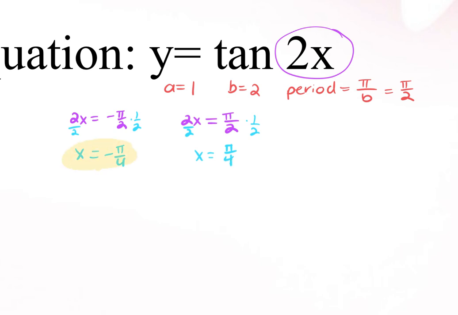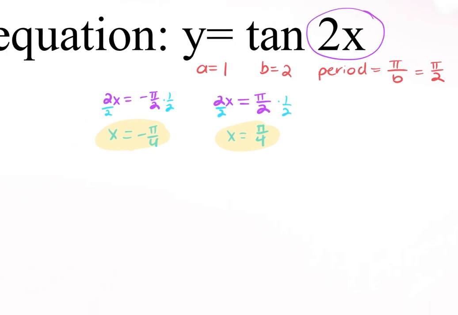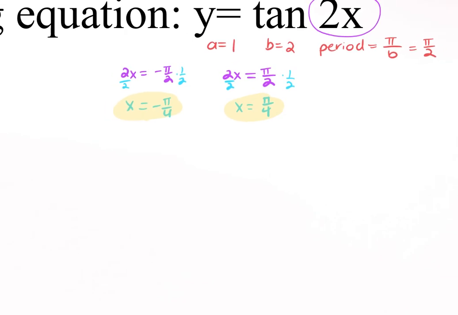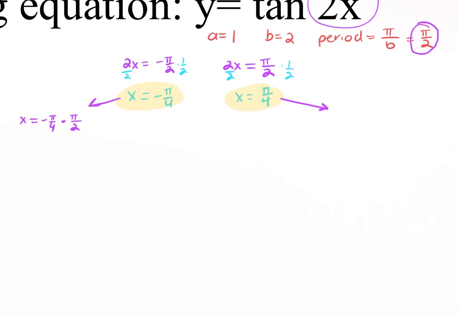Now these are your middle two asymptotes. So if I go from left to right, those are going to be 2 and 3. From the one on the left, because I want one to the left of this, I'm going to subtract the period. I get x equals negative pi over 4 minus the period, which was pi over 2. I'm going to come back and simplify that in a second. Because on the right, I want one to the right of that, I'm going to add the period. Again, pi over 2.